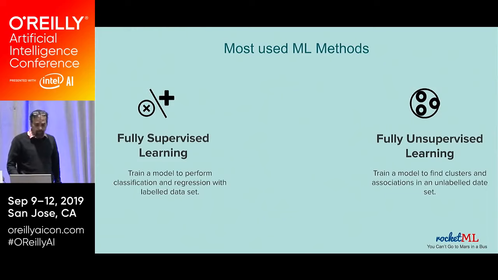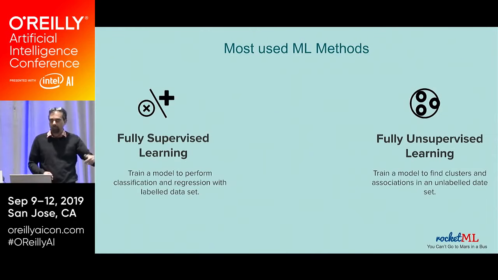So let's jump into the machine learning methods. The two most used methods are fully supervised learning and fully unsupervised learning. Mostly people use the word supervised learning; I add the word fully to contrast against semi. The idea here is that you train a model to perform classification or regression with labeled data. Whereas on the other extreme, you don't have labeled data and you try to make sense out of the data.